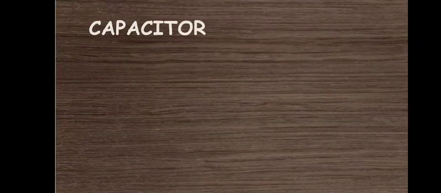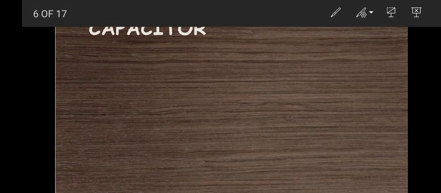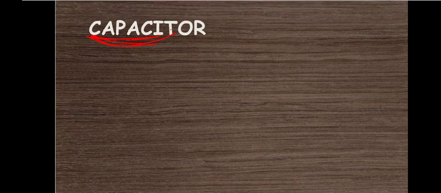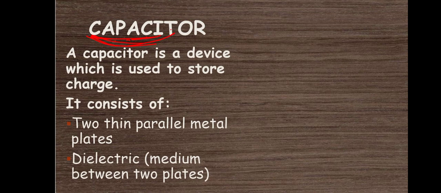So let's start with our today's topic, capacitor. You can guess a word from this word capacitor, that is capacity. So we can define the capacitor as a device which is used to store charge. It means it has some capacity to store charge in it. It consists of two thin parallel metal plates and dielectric between the two plates.